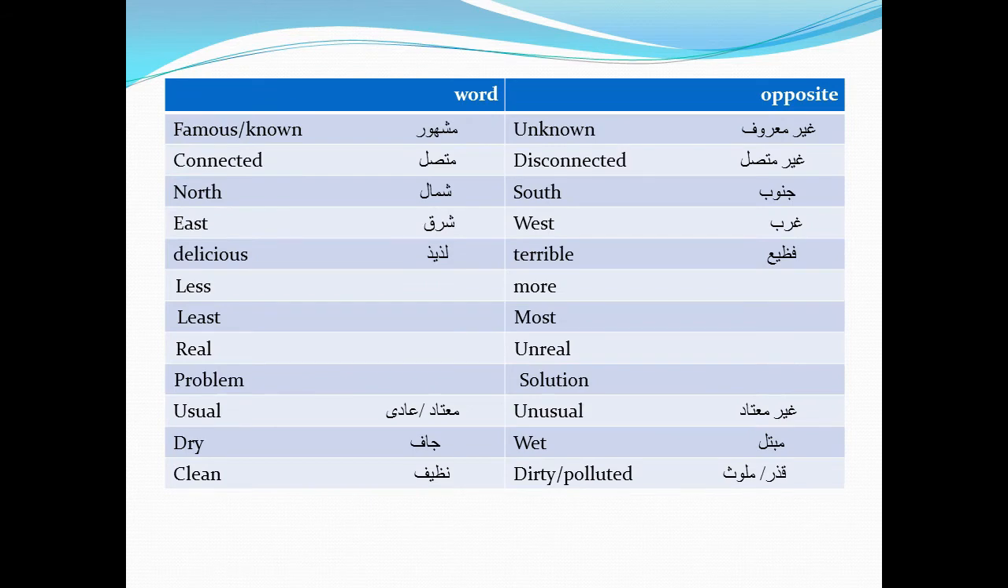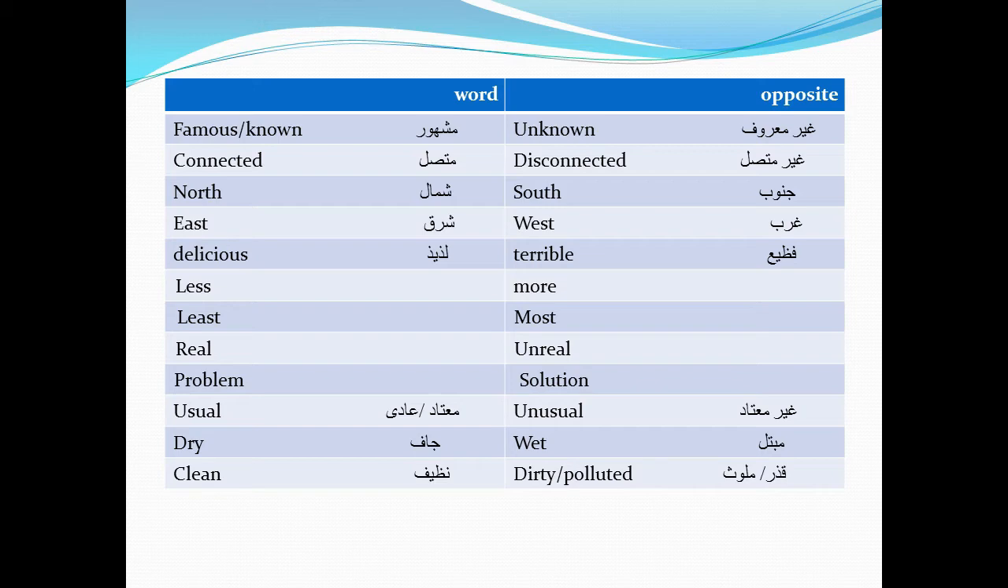And now let's start with words and opposites. Famous or known, unknown, connected, disconnected, north, south, east, west, delicious, terrible, less, more, least, most, real, unreal, problem, solution, usual, unusual, dry, wet, clean, dirty, or polluted.